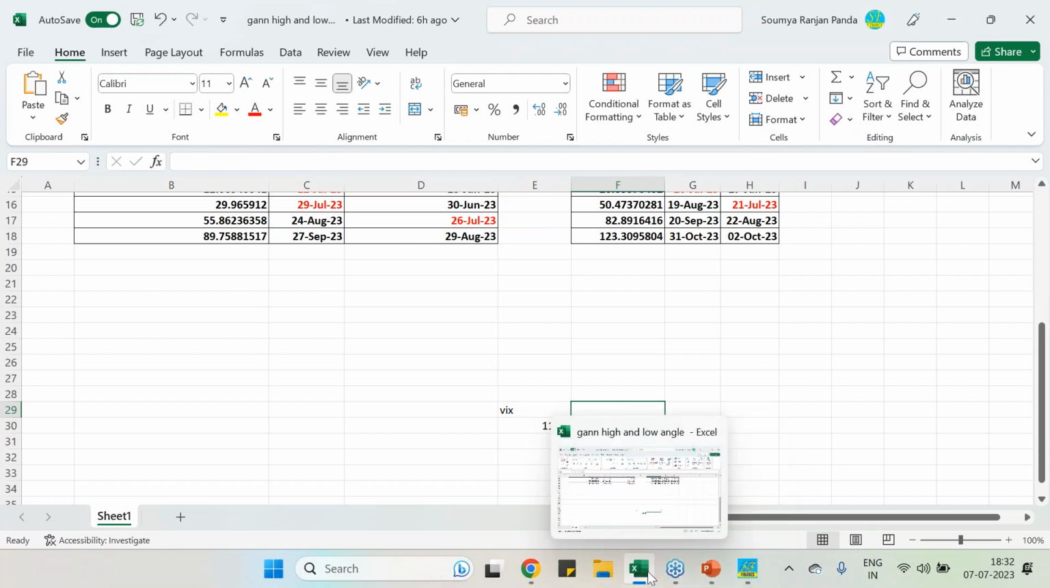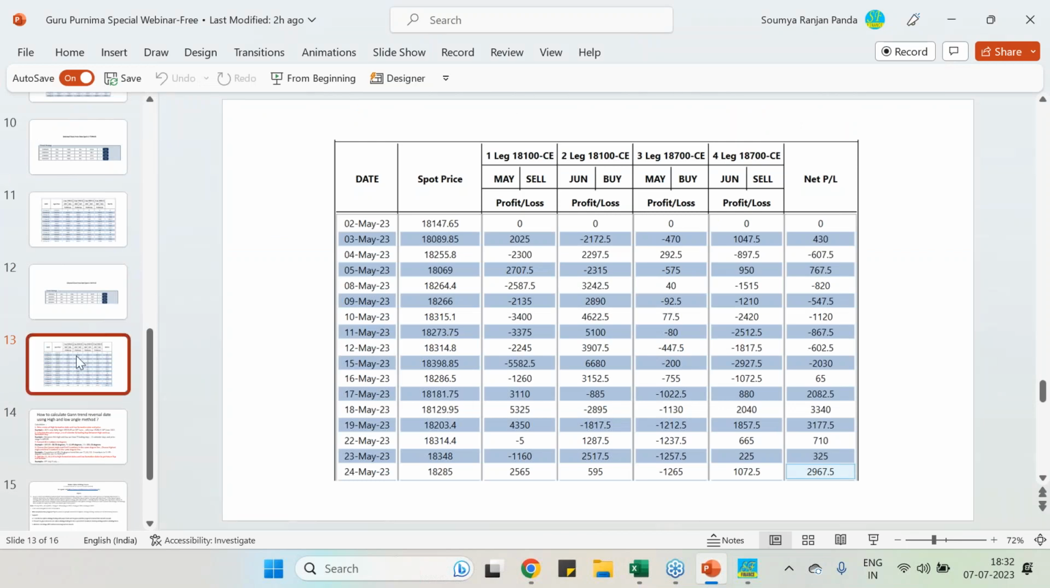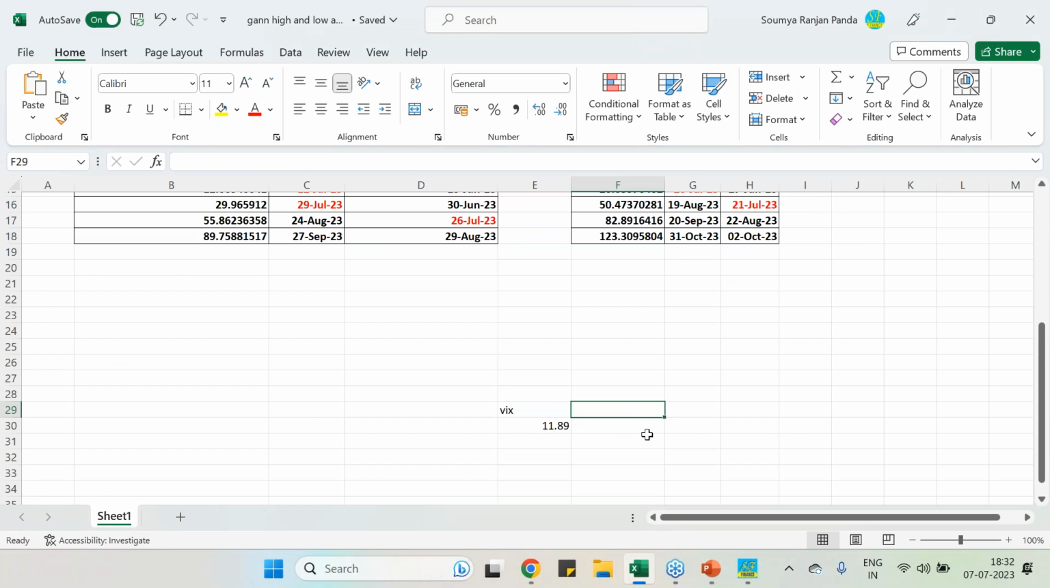And on 2nd May, what is the Nifty? Nifty यहाँ पे आपको दिख रहा है in the presentation. So on the 2nd May, what is the Nifty? 18,147. That is the spot Nifty. तो ये VIX बताता क्या है?